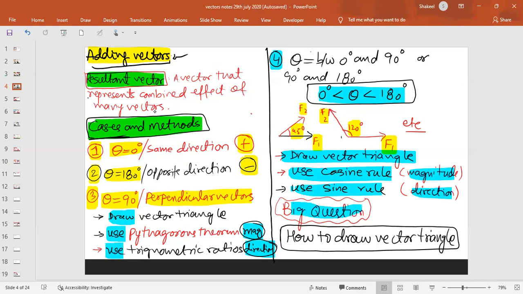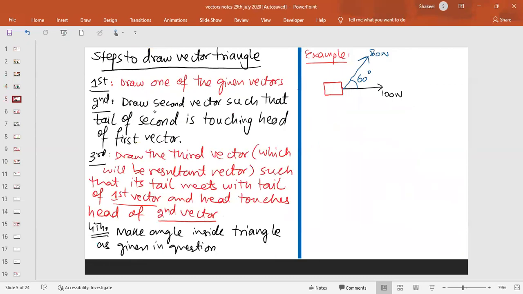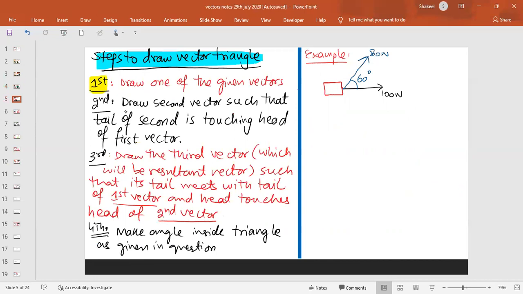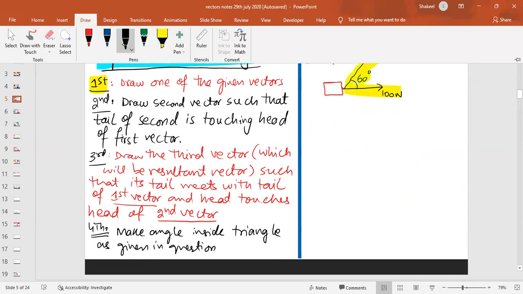Okay, a big question comes over here: how to draw the vector triangle? Like in the first method I've written, you have to draw the vector triangle. So how to draw that? Let's look upon that. Let's see what the steps are to draw the vector triangle. The first step is you have to draw one of the given vectors. Let's say in the diagram, 100 Newton is the first vector, 80 Newton is the second vector, and 60 degree is the angle between them.